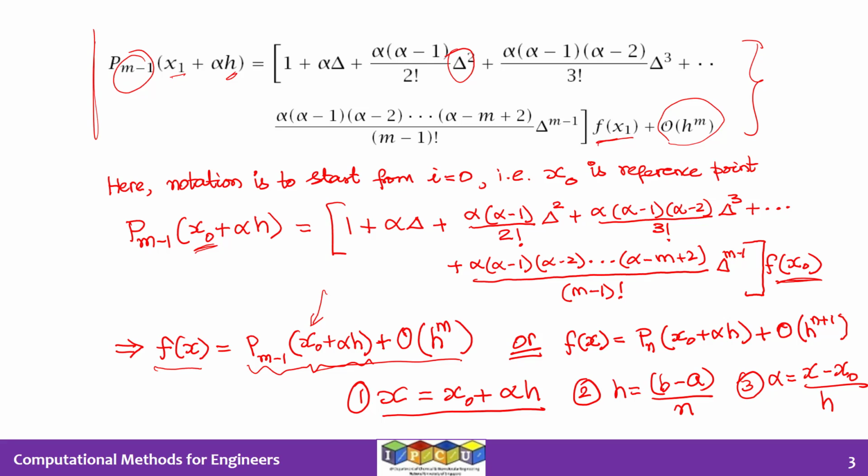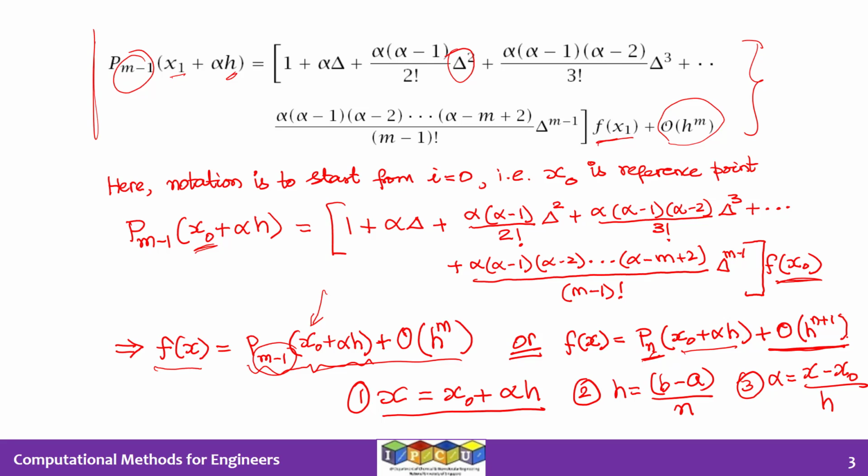Now, what's in a symbol after all? Whatever you see as m minus 1, I'm going to call it n. So n is nothing but m minus 1. Therefore, we can write f of x as Pn of x0 plus alpha h, plus the error, which should be of the order of h to the power of n plus 1. Because if m minus 1 is n, m should be replaced by n plus 1.